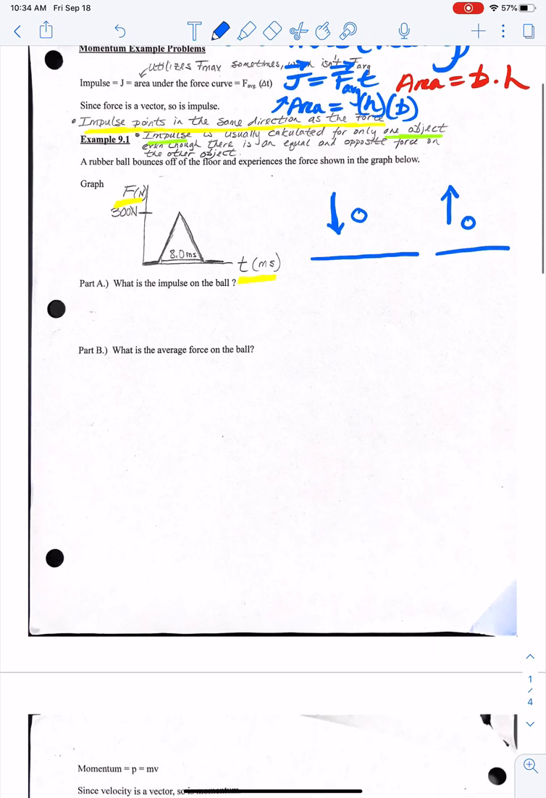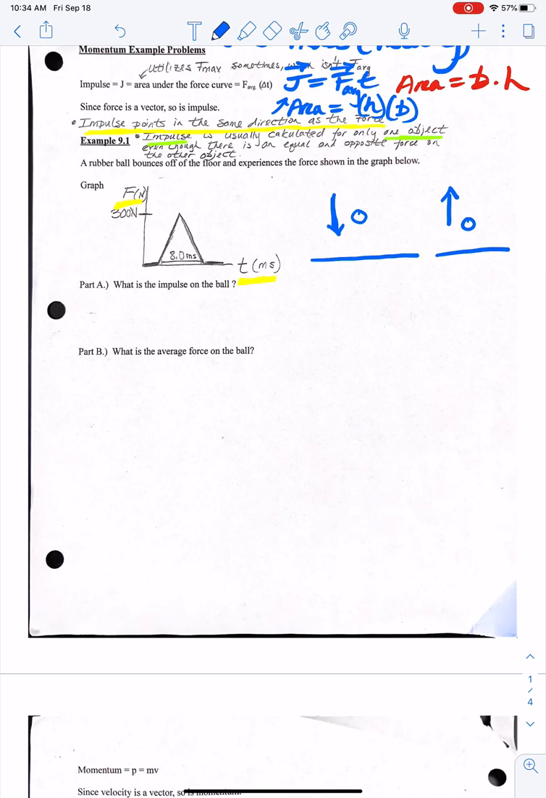What is the impulse on the ball? So we want to know the area here. Obviously, the base being 8 milliseconds is a problem. So I'm going to go ahead and flip that. 8 milliseconds is the same as 0.008 seconds.